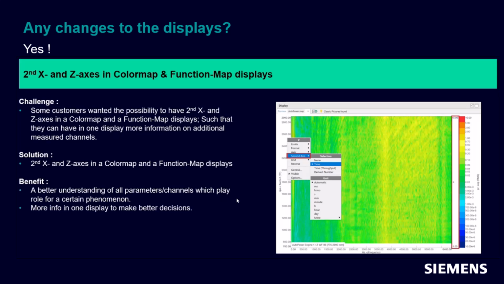On the color map and the function map displays, there was always a single x-axis and a single z-axis. Normally your x-axis could be frequency, and your z-axis would be time or throughput time or RPM or any of your static channels. Now in the color map and the function map displays, I can right-click on the axes and add a secondary x-axis or a secondary z-axis. So here we're showing the z-axis, and maybe I want the left one to be RPM or time, and then I could have the right one be another static channel, another time mode, or RPM if you want. The z-axis shows on the left side and shows the second one on the right side.